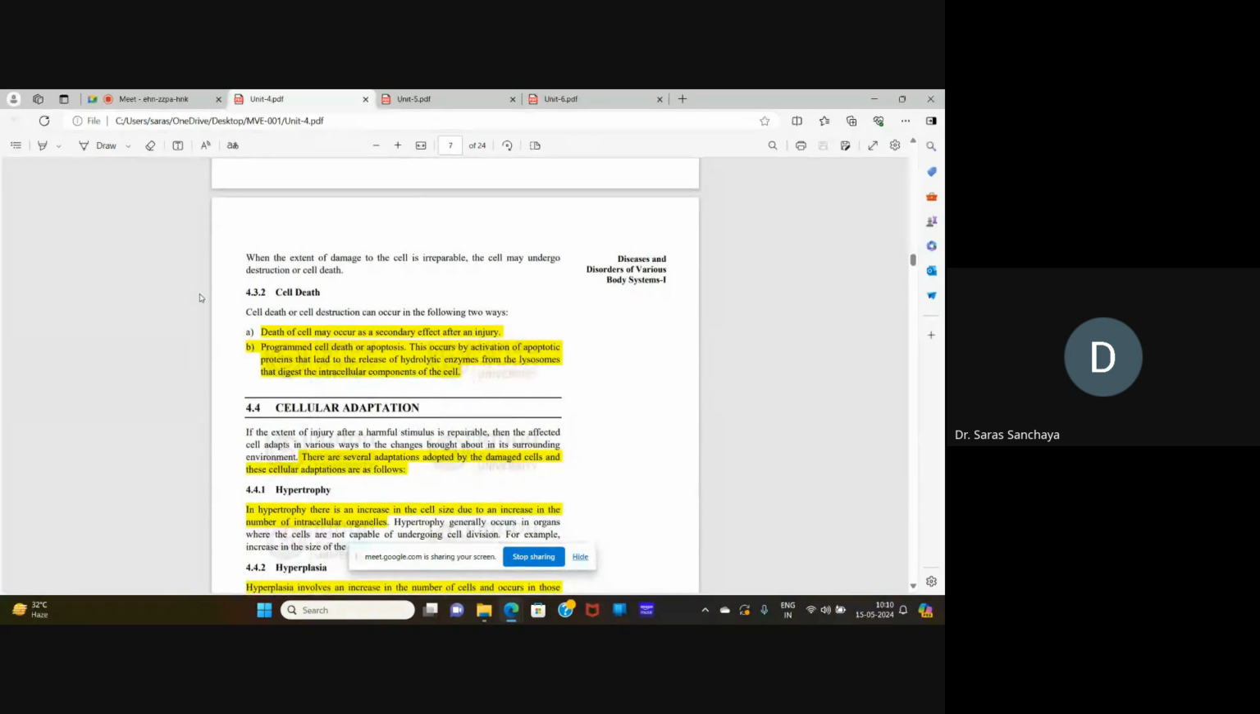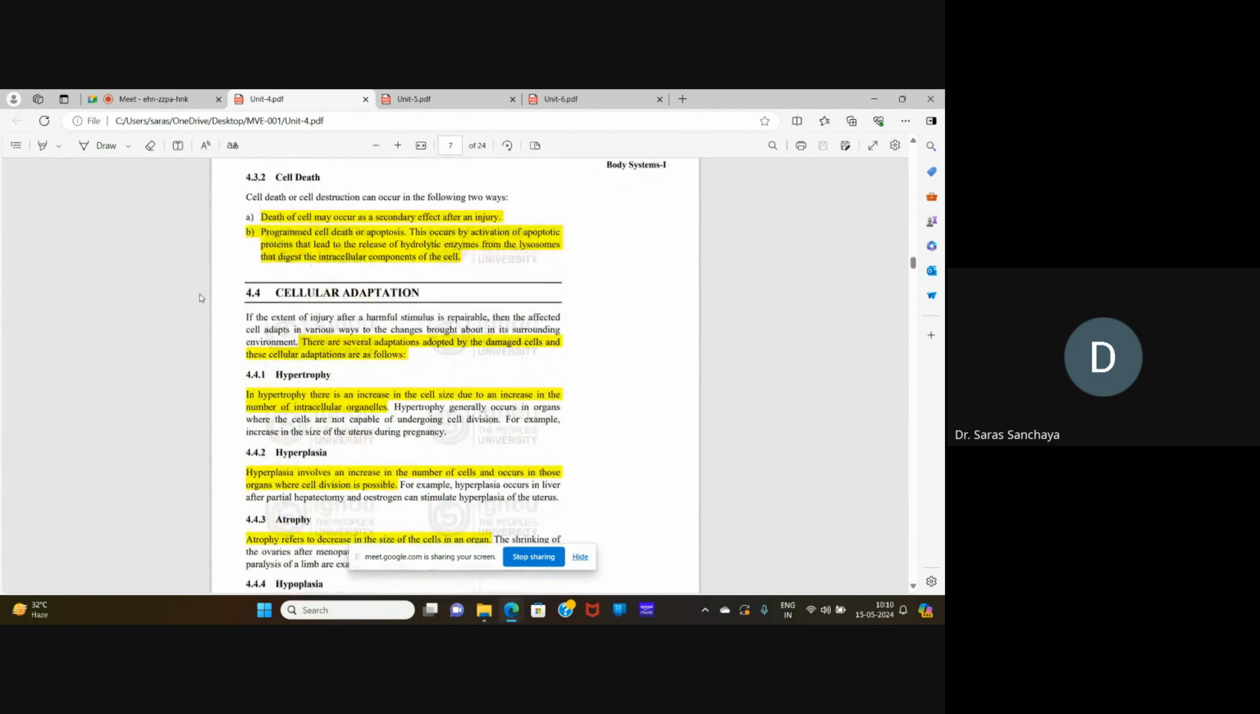Now, cell death or cell destruction can occur in the following two ways. Death of cell may occur as a secondary effect after an injury, or there can be programmed cell death or apoptosis. This occurs by activation of apoptotic proteins that lead to the release of hydrolytic enzymes from the lysosomes that digest the intracellular components of the cell. So it is like a mass suicide of the cell.